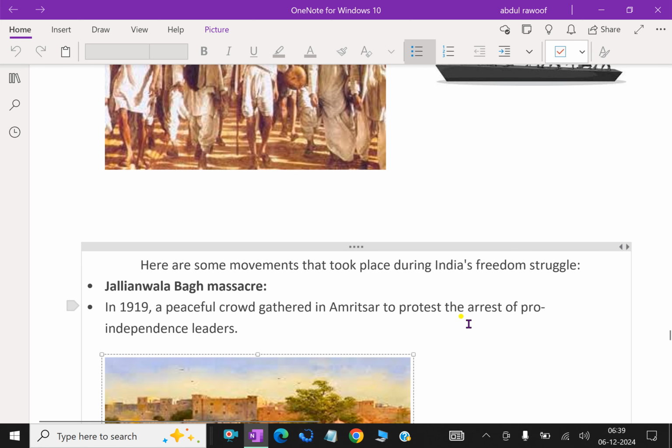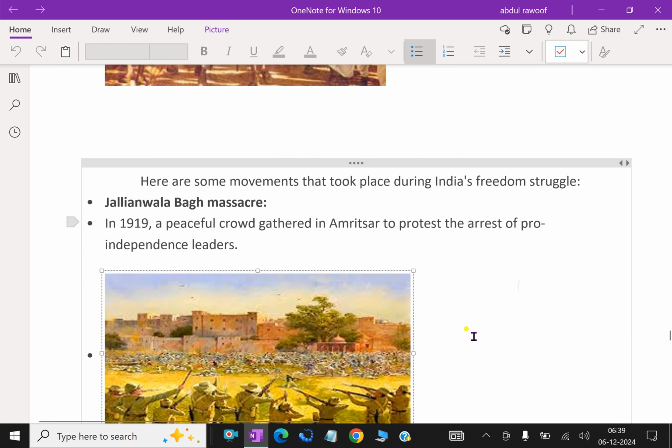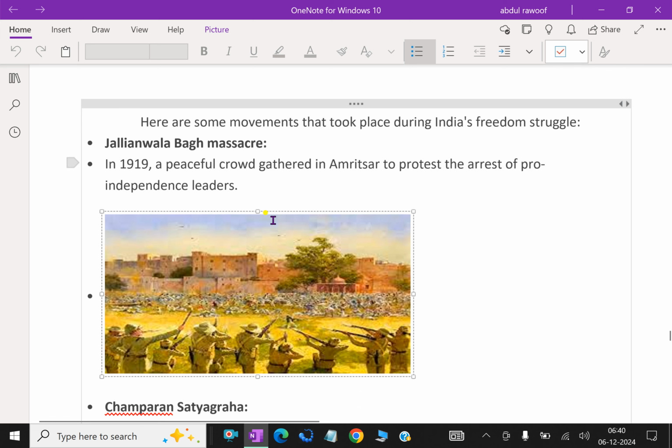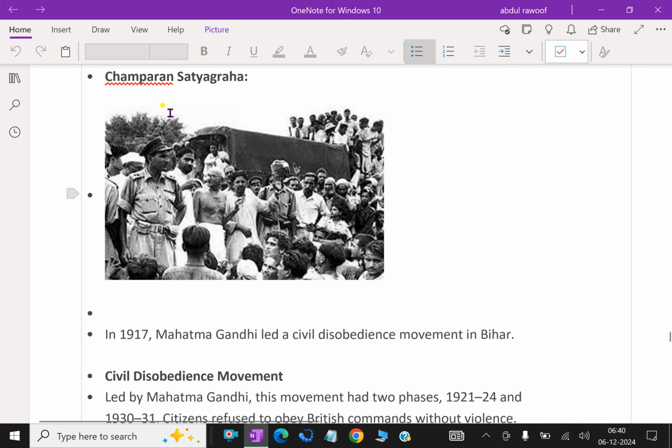Here are some movements that took place during India's freedom struggle. Jallianwala Bagh massacre. In 1919, a peaceful crowd gathered in Amritsar to protest the arrest of pro-independence leader. Champaran Satyagraha. In 1917, Mahatma Gandhi led a civil disobedience movement in Bihar.